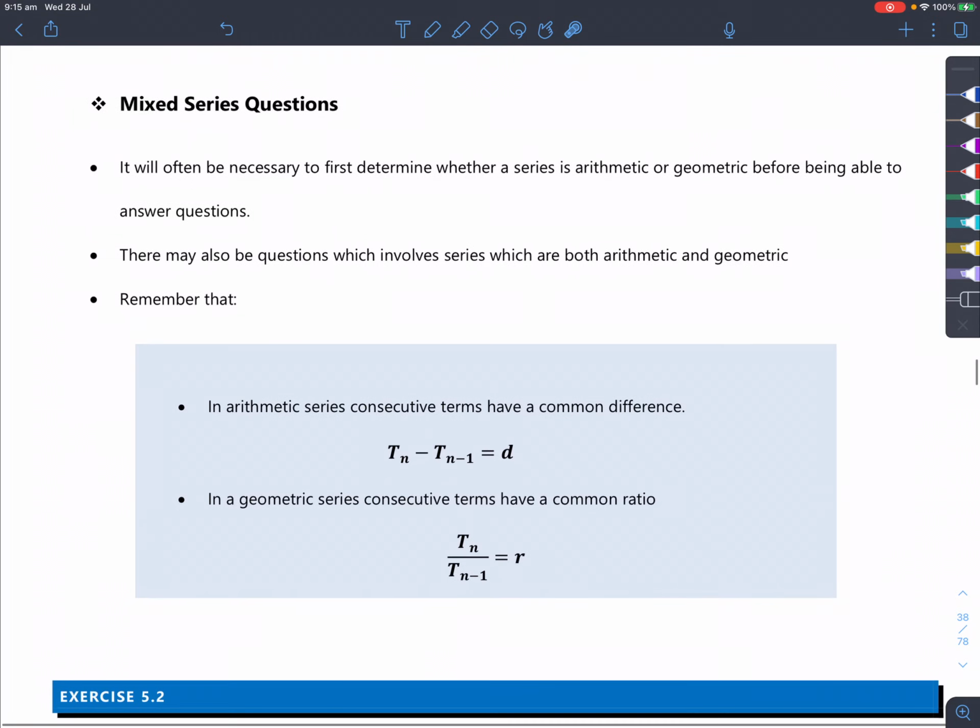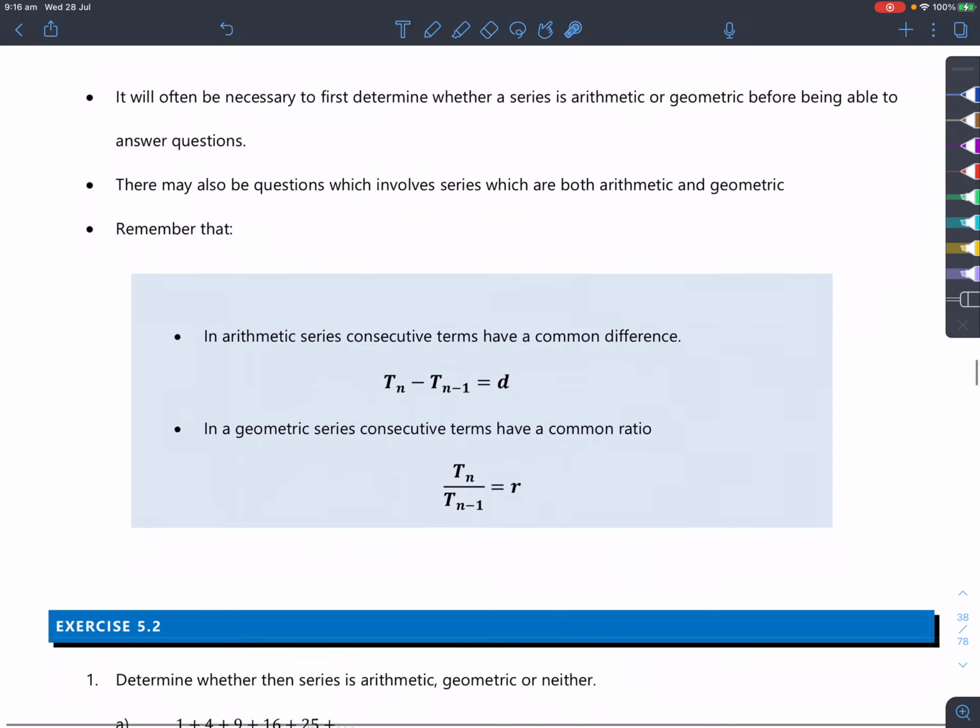Here are some mixed series questions that we have to do. These are just some notes that you should follow. In an AP or arithmetic series, the term minus the previous term is the common difference, whereas for a geometric series, you divide the term by its previous term and you get the ratio. So just know which one's which, which I'm pretty sure everyone is confident about by now.